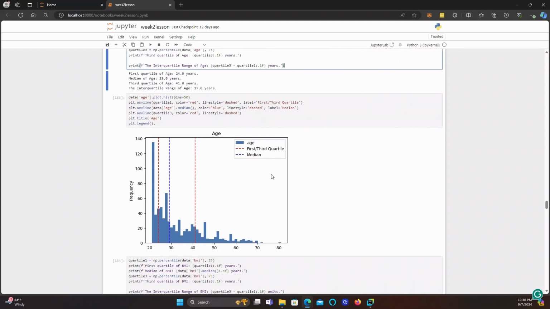Here is age with the first and third quartiles. So you can see that they're not symmetric because the data is not symmetric. And that can be really helpful.